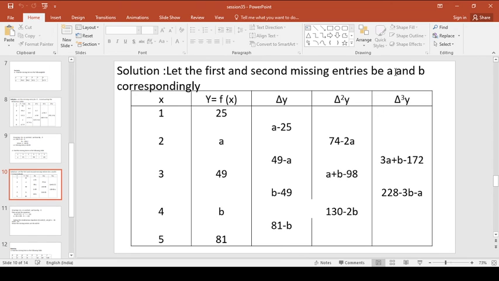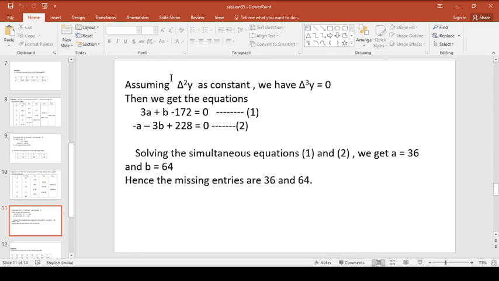And as we have two missing entries, in the last column two equations should remain, because to get the unknown values the number of equations should be equal to the number of unknowns. So we stop the forward differences when we get the two equations. Assuming that the second forward difference is constant, the third forward difference will be 0. That means in the third forward difference we have these two equations, that is 3A plus B minus 172 and minus A minus 3B plus 228.